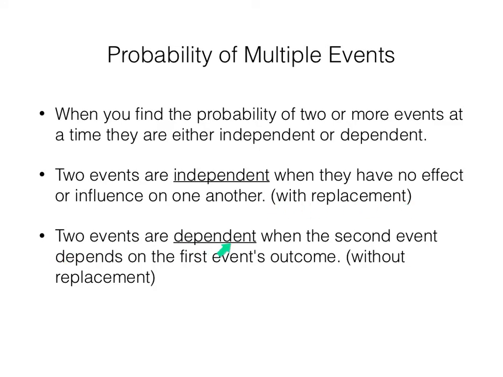Two events are dependent when the second event depends on the first event's outcome. This is the without replacement type problem. So this would be like having that deck of cards, pulling a card out of the deck, not putting it back and pulling another card. That would influence the outcome because now you have fewer cards to pull from. And if the probability is favorable outcomes out of total, then clearly fewer outcomes means it's going to change what the probability is.